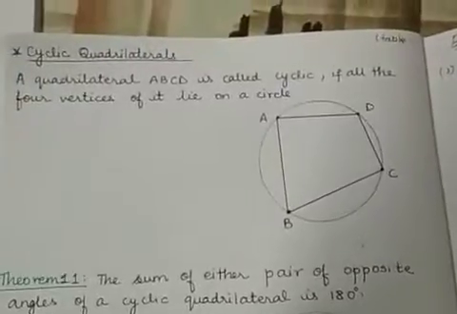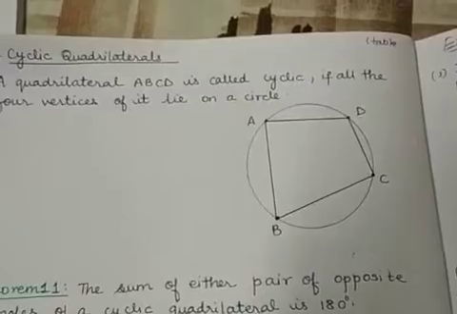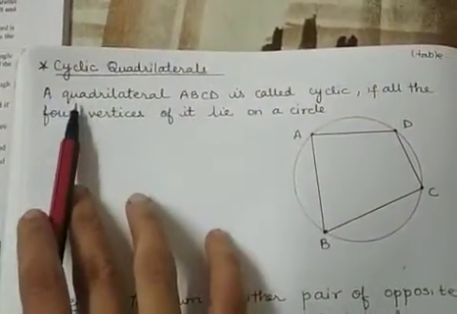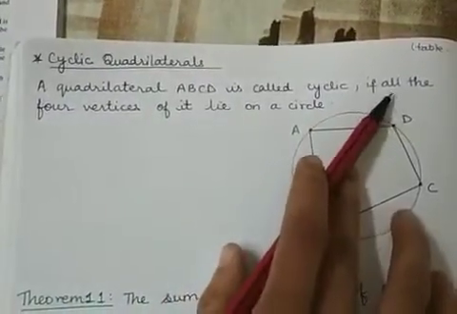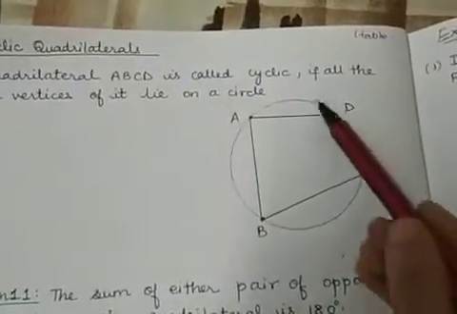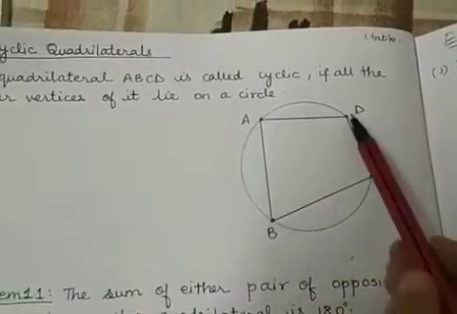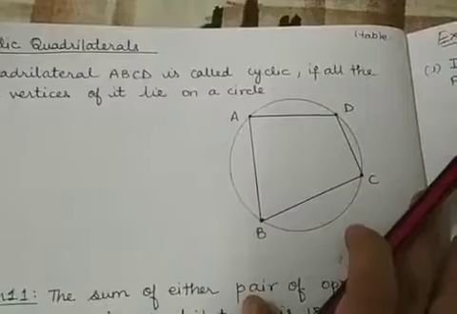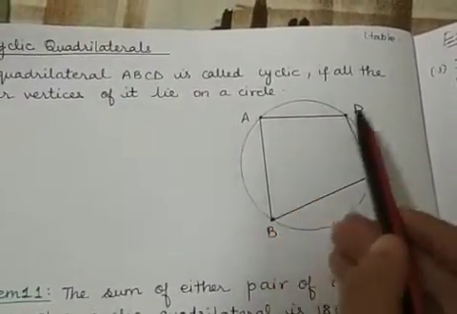In this video, we will see the next subtopic from the circles chapter, which says cyclic quadrilaterals. Now, a quadrilateral ABCD is called cyclic if all the four vertices of it lie on a circle. So, if you have a circle here and you have a quadrilateral ABCD, this quadrilateral ABCD is called a cyclic quadrilateral if all the vertices of the quadrilateral lie on the circle.